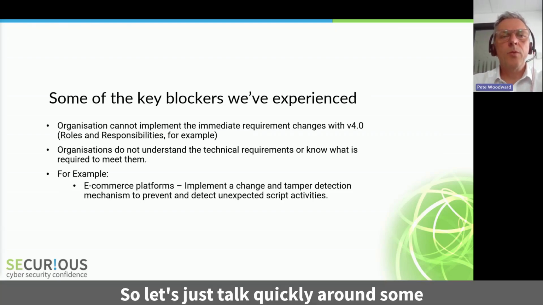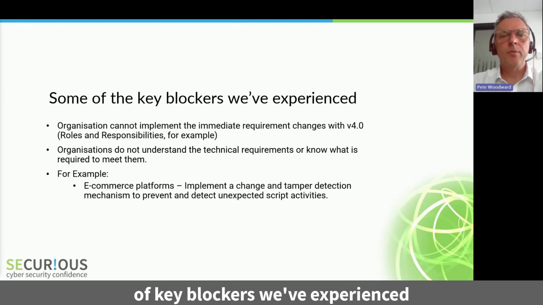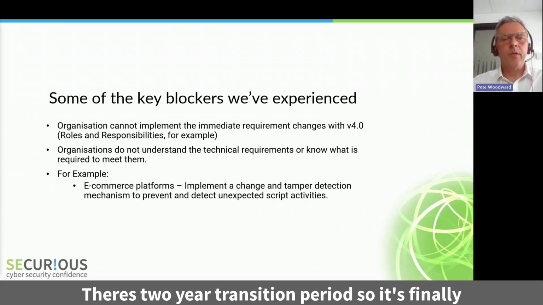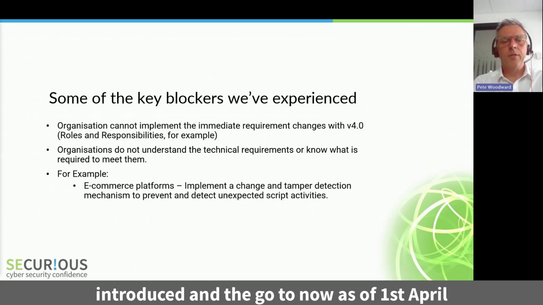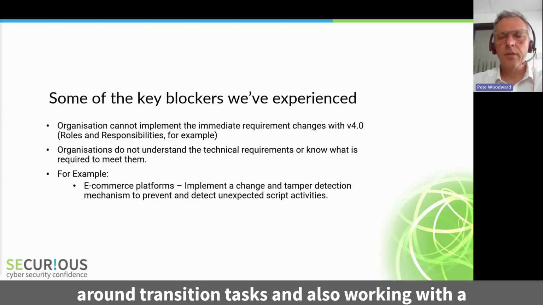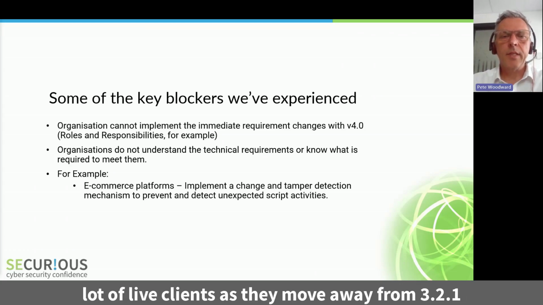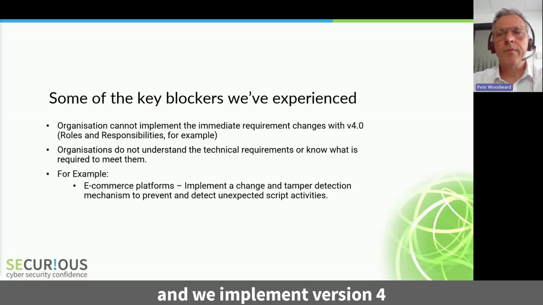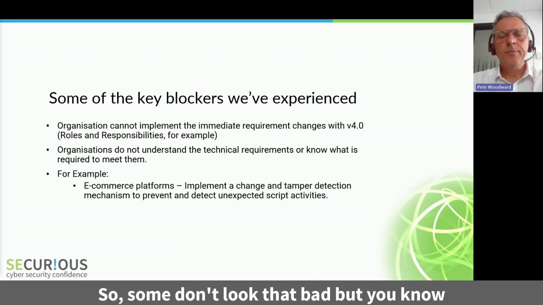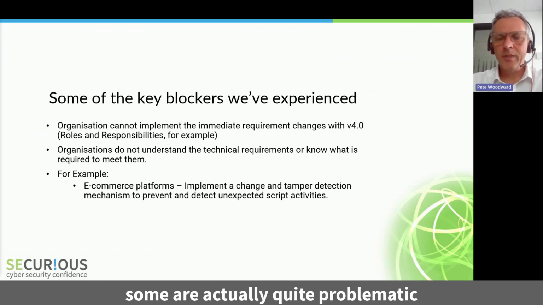So let's just talk quickly around some of the key blockers we've experienced. Version 4 has been out for 2 years now. There's a 2-year transition period, so it's finally introduced and the go-to now as of 1st of April. So we've been working with some early clients around transition tasks, and also working with a lot of live clients as they move away from 3.2.1 and we implement version 4. There's a lot of blockers that we are experiencing. Some don't look that bad, but some are actually quite problematic.